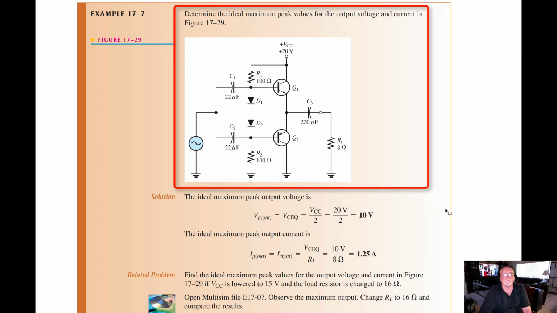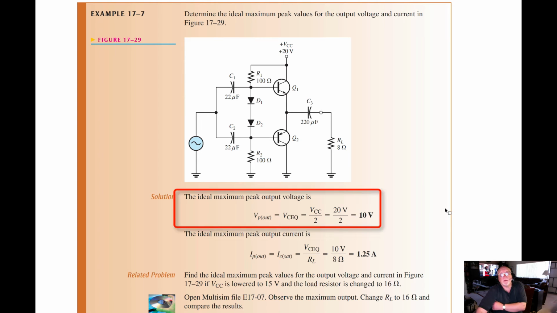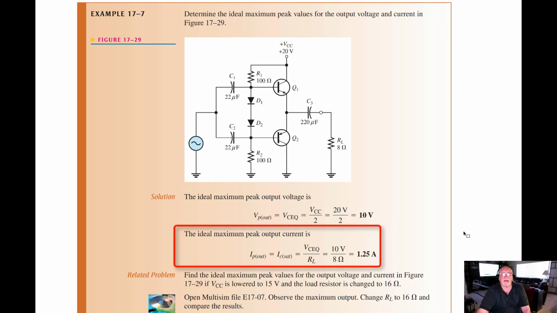The ideal maximum peak output voltage, V peak out, is equal to VCEQ, which as we said was half of VCC. In this case, VCC is 20 volts. We divide it in two, and we have 10 volts as the peak out. The ideal maximum peak output current, I peak out, is equal to IC sat, which is VCEQ, this time divided by RL. So 10 volts divided by 8 ohms gives us 1.25 amps.